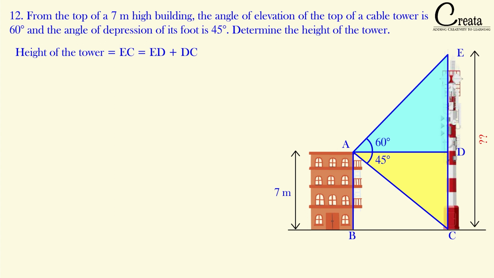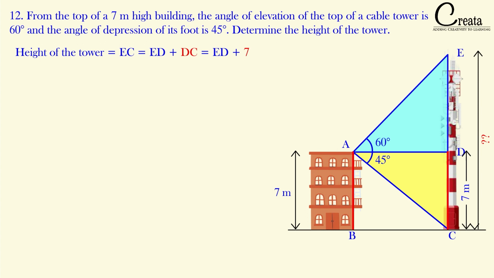Further here, AB, the height of the building, is given as 7 meters. And here AD and DC both are equal to each other. AD and BC, these two lines, are horizontal lines and are parallel to each other. So AB and CD, the distance between these two lines, will be equal. So we got DC, that is one component of the tower, as 7 meters.